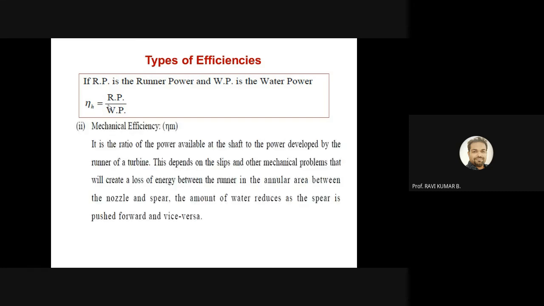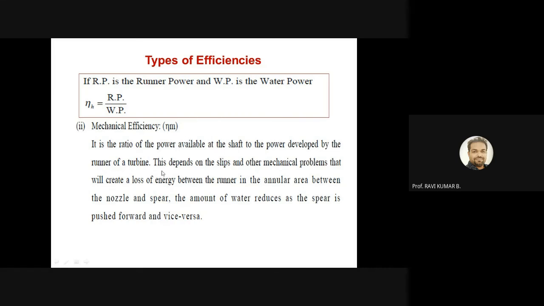Next one is mechanical efficiency, that we usually express by efficiency suffix M. It is the ratio of power available at the shaft to the power developed by the turbine runner. So how much power is available at the shaft and how much is being supplied to the turbine. What you are supplying is basically the kinetic energy, and that is getting converted into the shaft power.